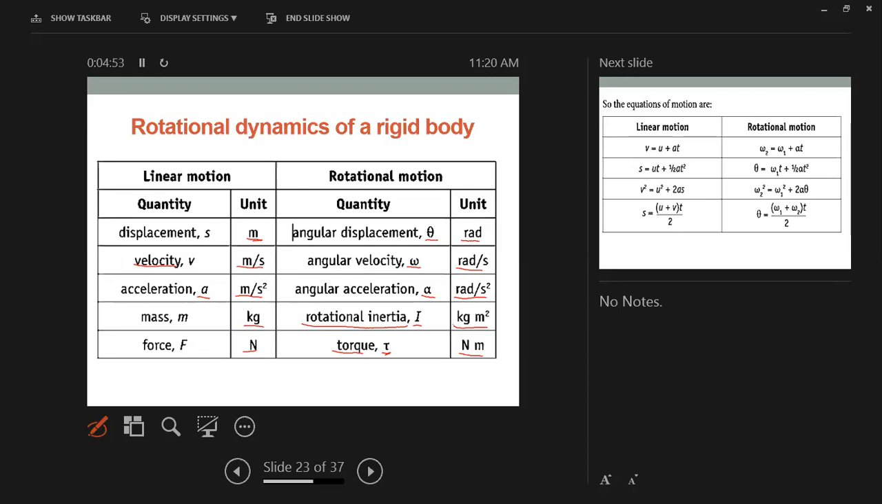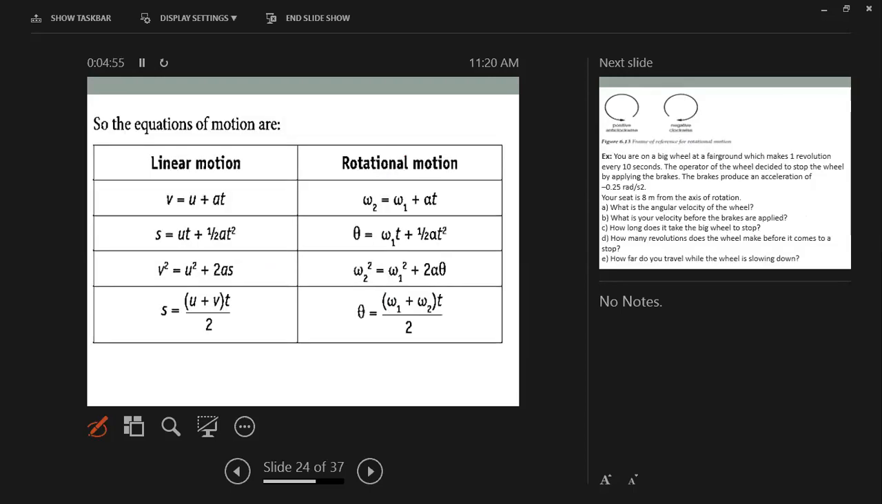Now let's compare the formulas that we have learned already for linear motion. For linear motion, remember we had the velocity v = u + at, initial velocity plus acceleration times time. Now it is going to be, in the rotational motion, final angular velocity equals initial angular velocity plus angular acceleration times time. The formula will change like that.